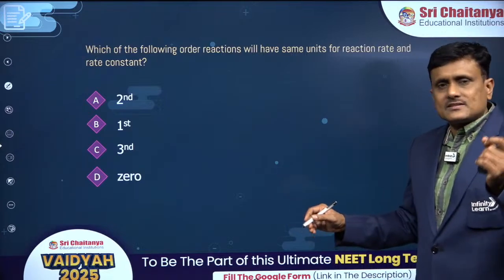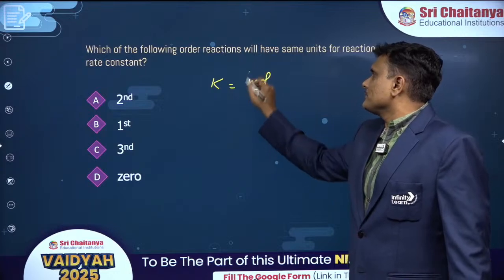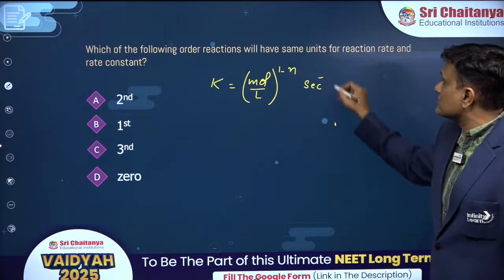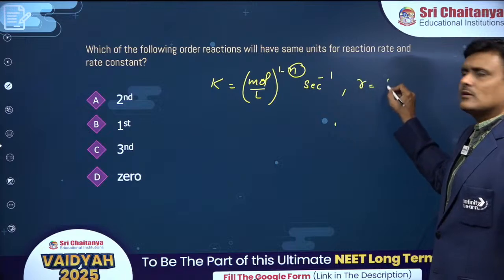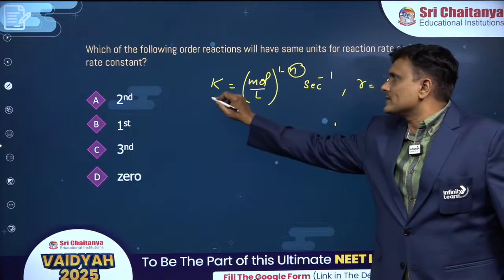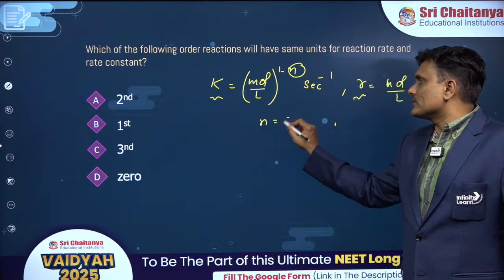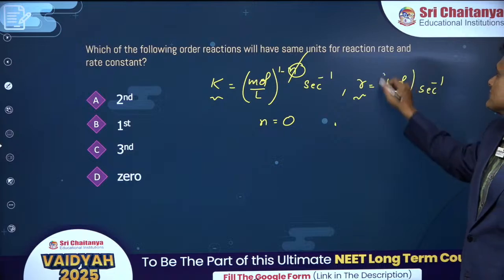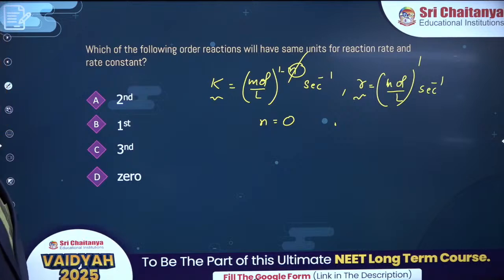Brilliant. Let's understand that the units of k are mole per liter to the power 1 minus n, time inverse. This varies with order. However, the units of rate do not vary with order. They are always constant: mole per liter per second. So the units of rate constant and rate remain the same when you substitute n equal to 0. When I substitute n equal to 0, you can see they both have the same unit. So it's a zero order reaction. Excellent, Bhargav.